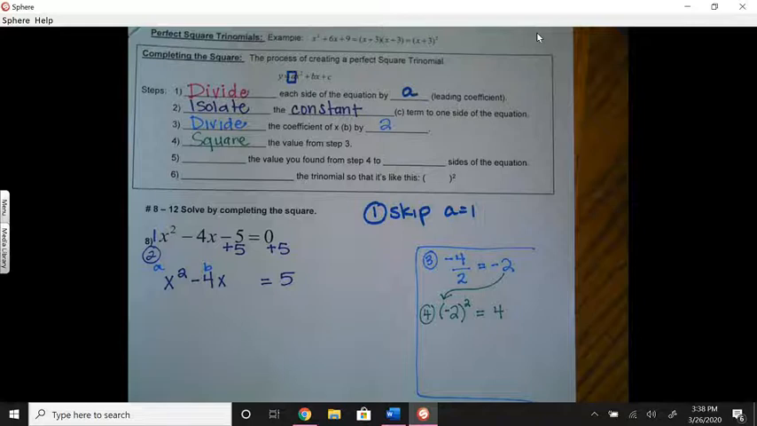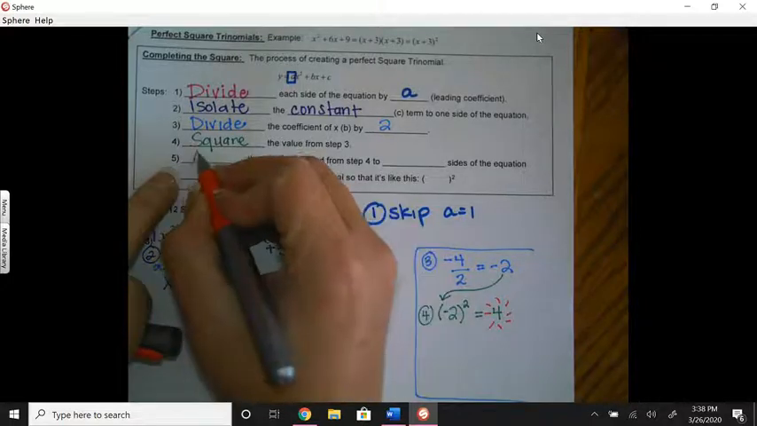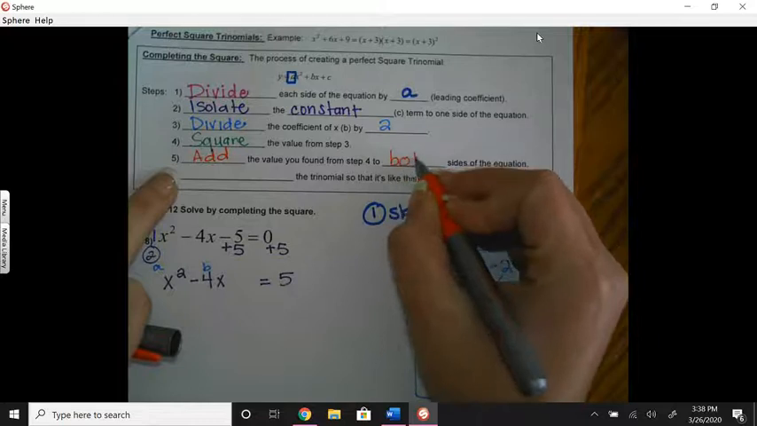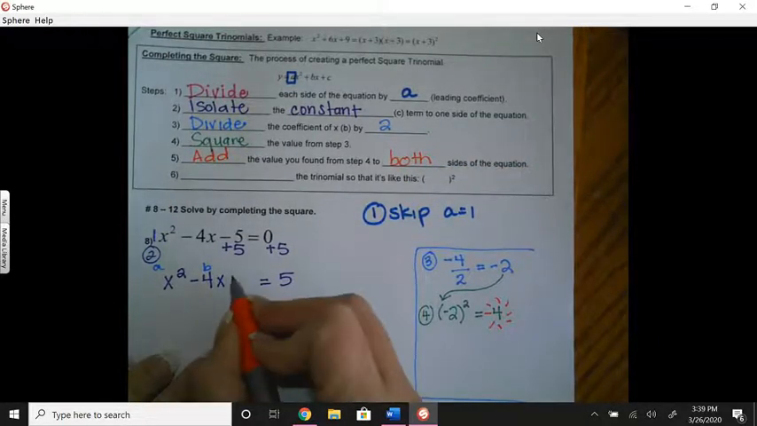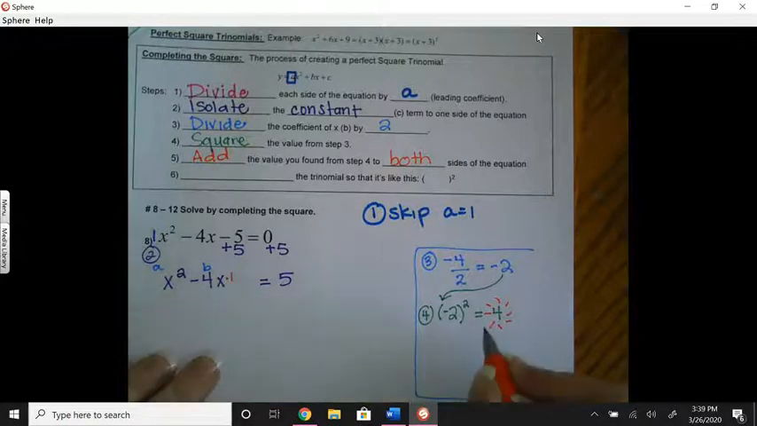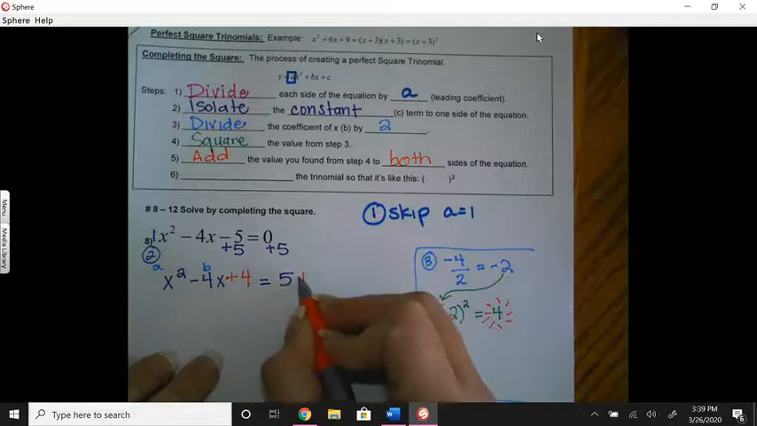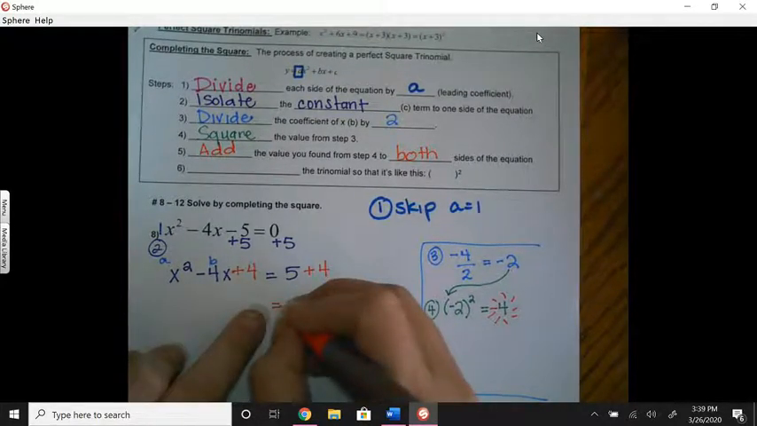All right, so step 5, you're going to take this number here, and you're going to add it to both sides of the equation, because whatever you do to one side, you do to the other. So I'm going to add 4 to both sides of the equation. So then over here we get 9.